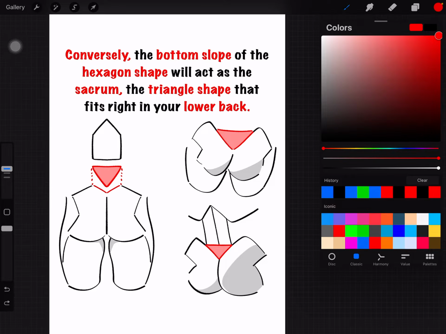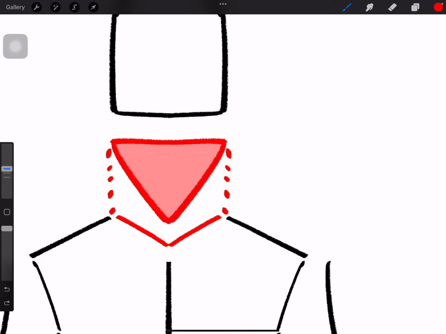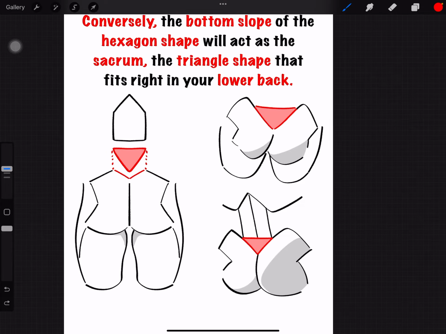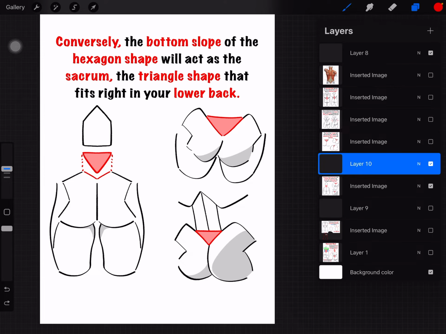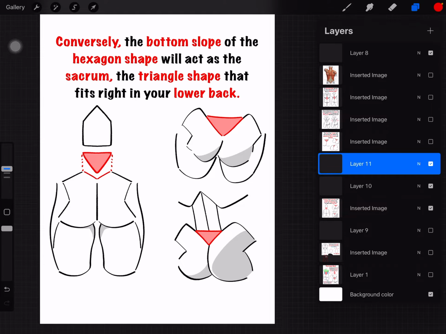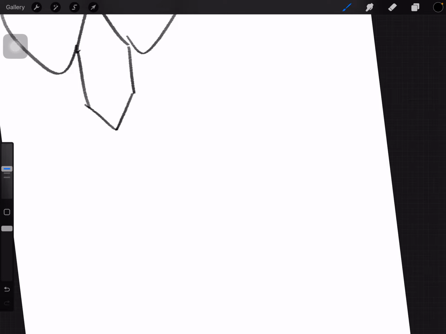And so the bottom of that hexagon shape, since the sacrum is a triangle, if we kind of chopped it off like I did here, we'd have a triangle, and that fits right into what would otherwise be the placement of the sacrum. So if I had the hexagon, if that was the lat, then this is the sacrum, right? The triangle.